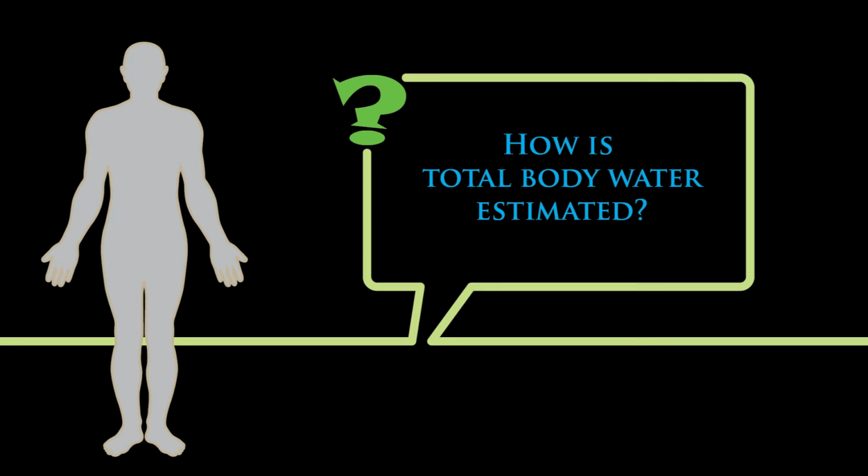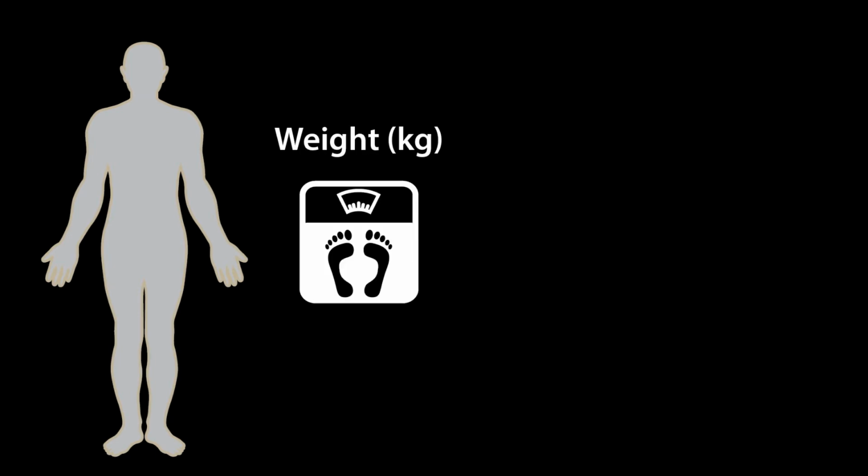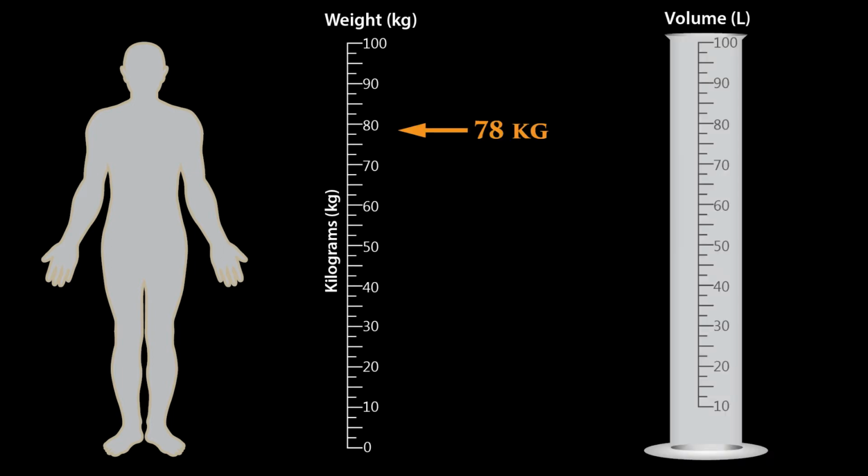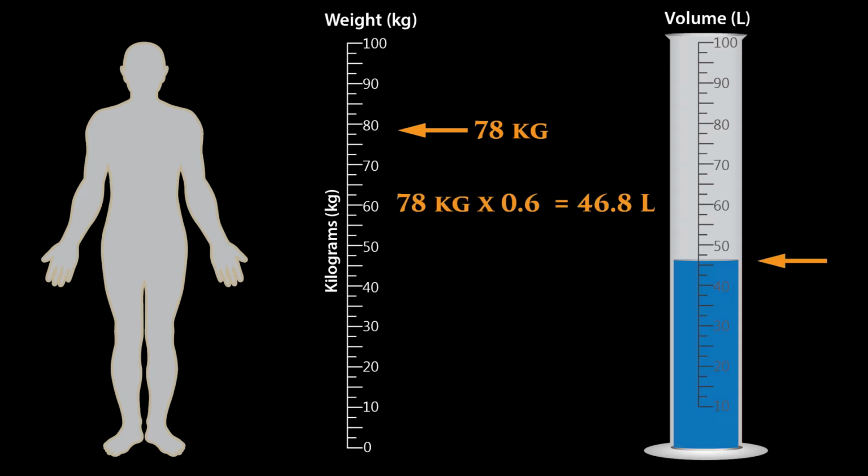To calculate total body water, we must start with a person's weight in kilograms. Once we know that, we can easily calculate total body water in liters because 1 kilogram of water easily converts to 1 liter of water. With this in mind, let's apply this rule to the average adult male who weighs 78 kilograms. So we simply multiply 78 kilograms times 60% to come up with 46.8 liters of total body water.